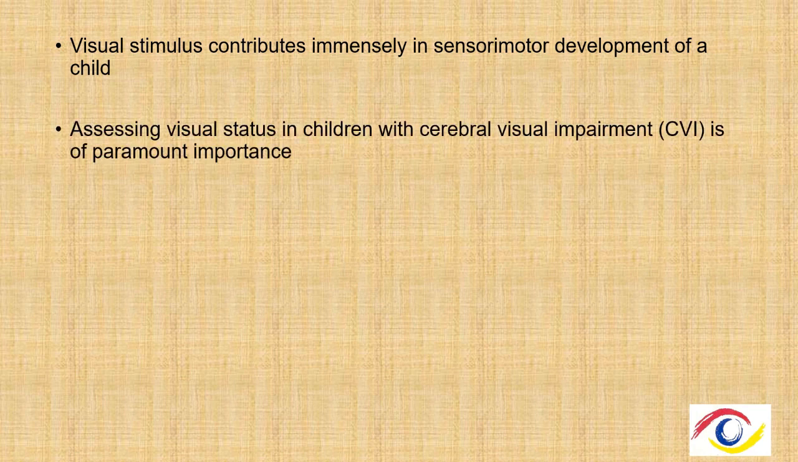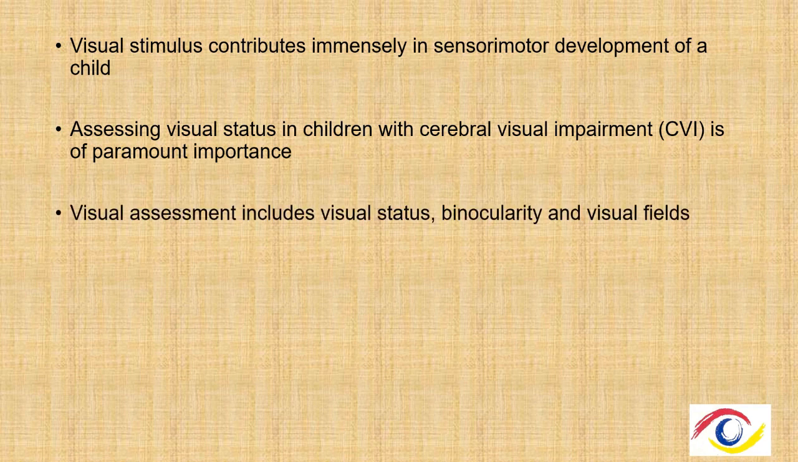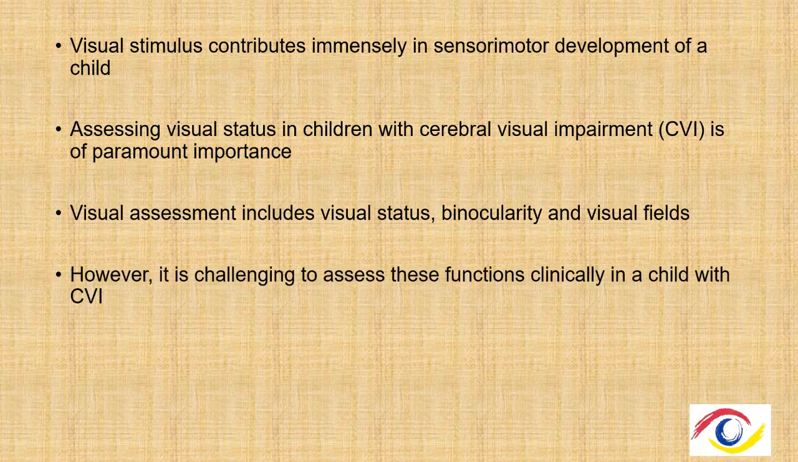In a child with cerebral visual impairment, assessing the visual status is of paramount importance not only in deciding the future management plan but in knowing the ultimate development outcome in these children. Visual assessment includes visual status, binocularity, and visual fields.